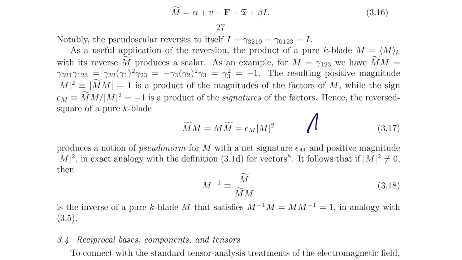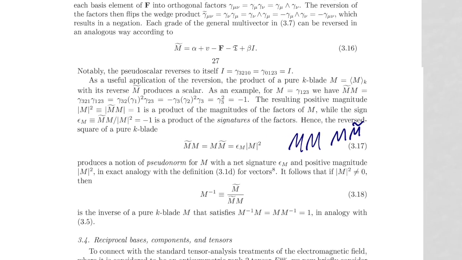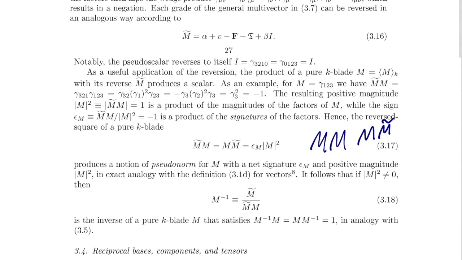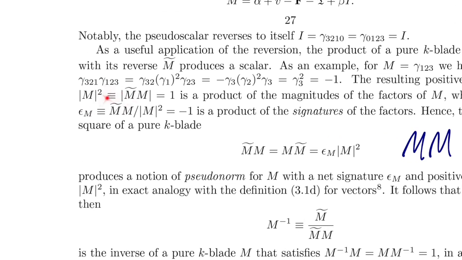A square would be just m times m. But the reversed square is m times m reversed, right? Or the other way around, m reversed times m. So what have we got? As an example, they did the resulting positive magnitude of m squared, which is defined as, right?